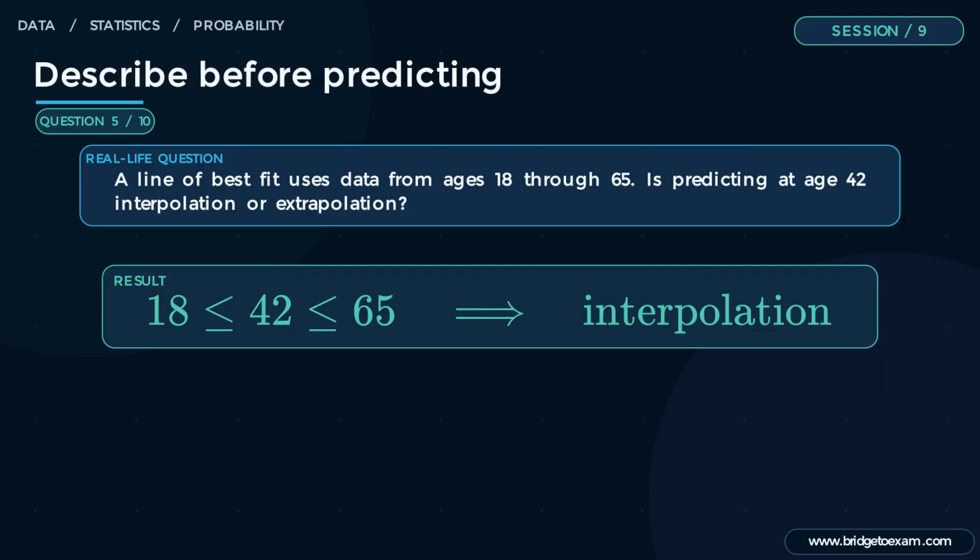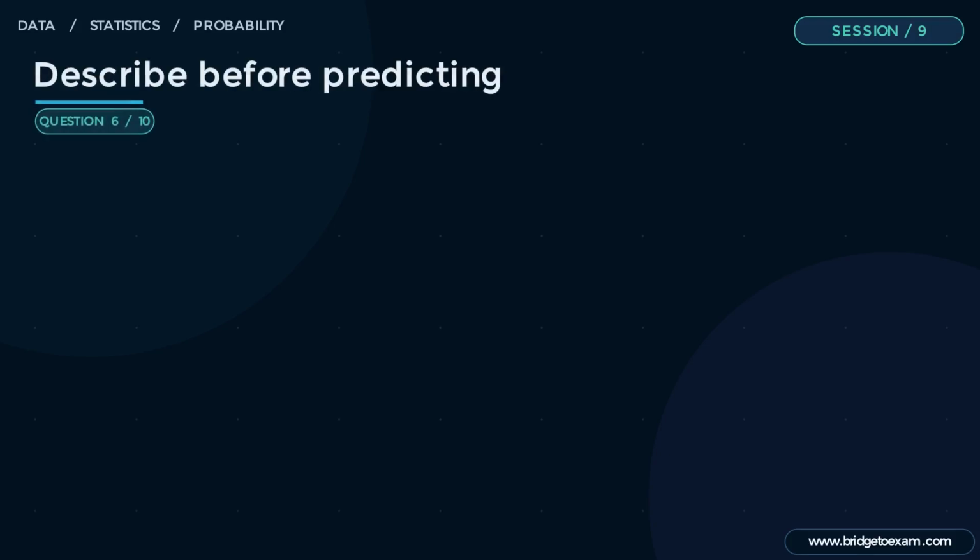Quick check. Interpolation is generally safer because the model is being used where evidence was observed. This matters in real life because insurance and health models distinguish in-range predictions from riskier extrapolation. Example 6.